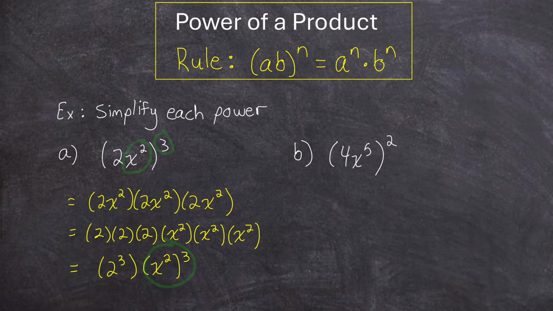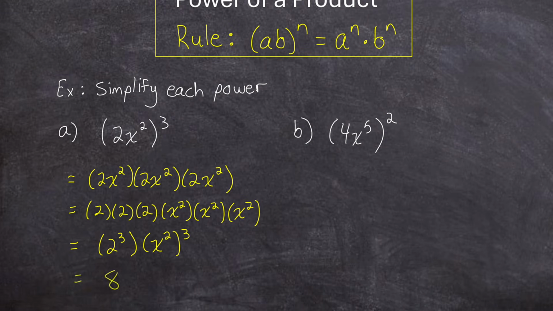And then simplifying each of these powers, I know that 2 cubed, I could simplify that to 8. And then x squared being cubed, using the power of a power rule, I know I can keep the base of x, and then multiply the exponents together. 2 times 3 is 6.